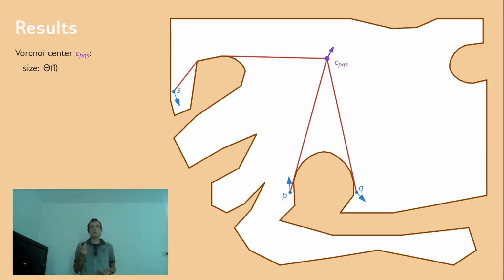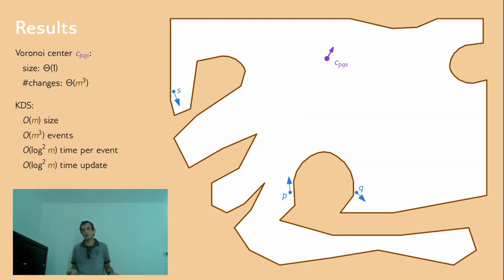What we can again show is that as P, Q, and S move linearly, the trajectory of this purple point, this Voronoi center, again has at most cubic complexity. And again, this bound is tight, so again there is a matching lower bound construction. Then we also have a kinetic data structure for this that uses linear size and processes these m³ events, this time in log squared n time per event. Then again we can update efficiently.